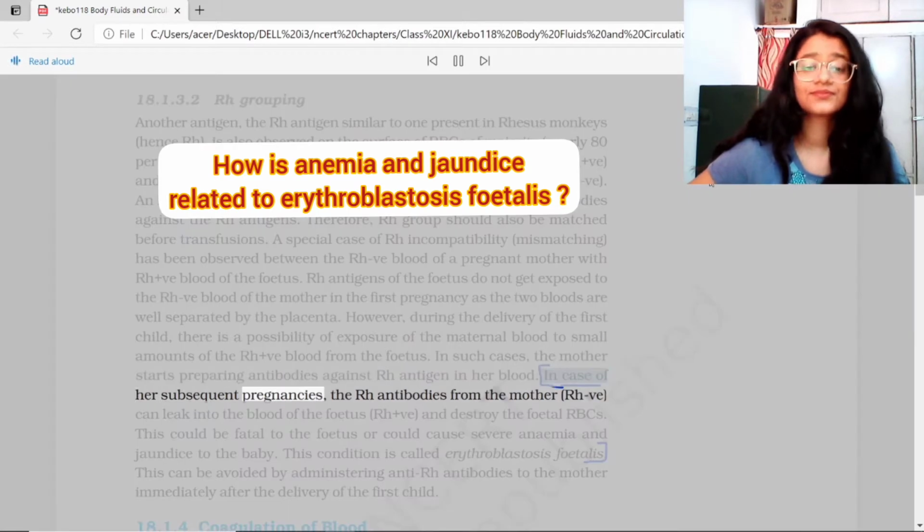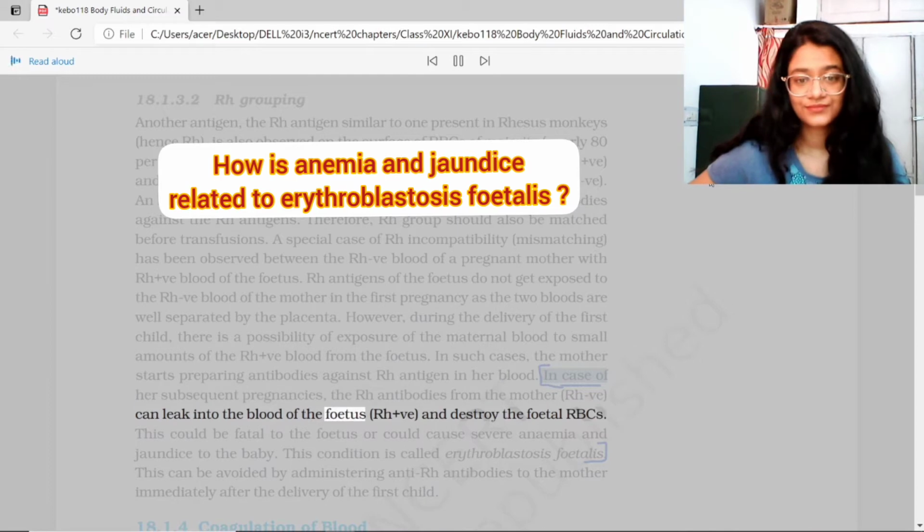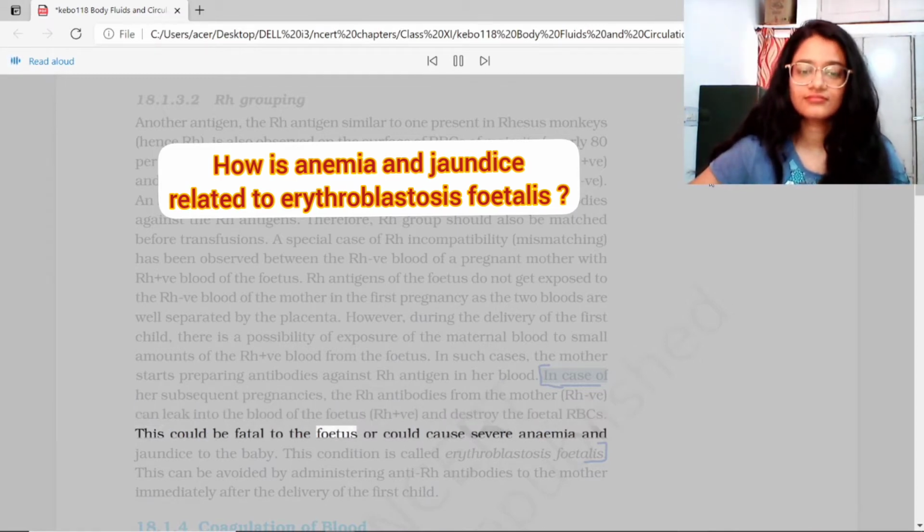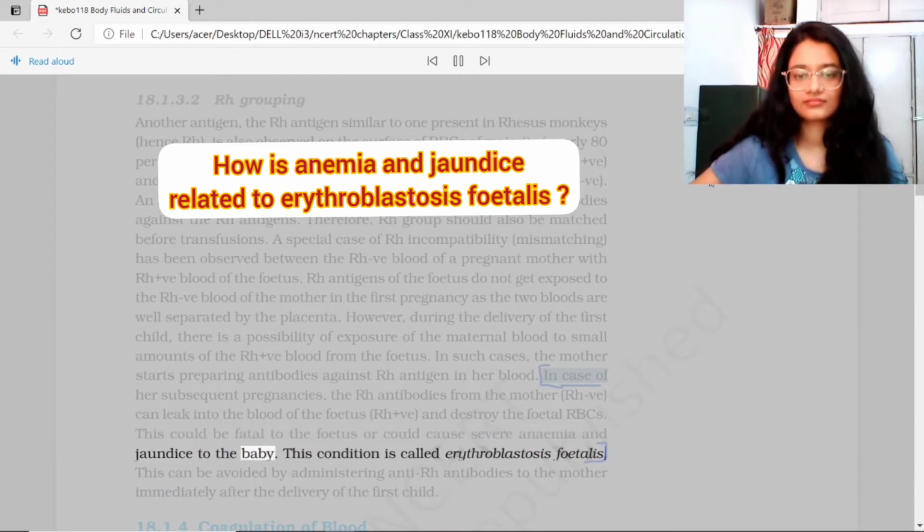In case of her subsequent pregnancies, the Rh antibodies from the mother, Rh negative, can leak into the blood of the fetus, Rh positive, and destroy the fetal RBCs. This could be fatal to the fetus or could cause severe anemia and jaundice to the baby. This condition is called Erythroblastosis Foetalis.